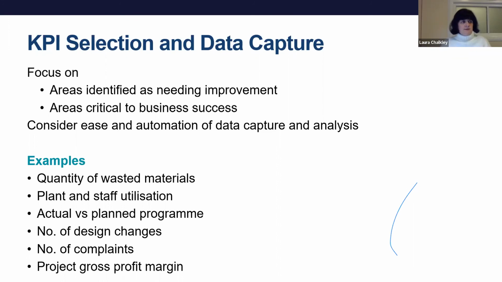And examples of KPIs that you might want to use are quantities of wasted materials, plant and staff utilisation, your actual versus your planned programme, the number of design changes against the original design, number of complaints and compliments from neighbours and clients, and your project gross profit margin. So it's all about keeping a balanced view.